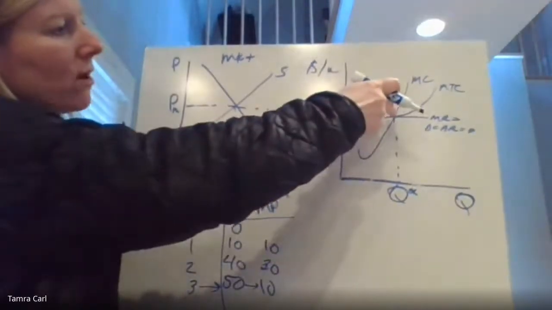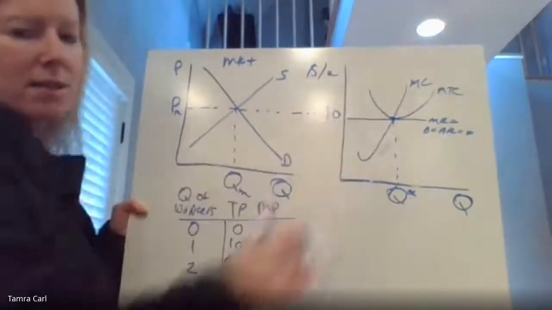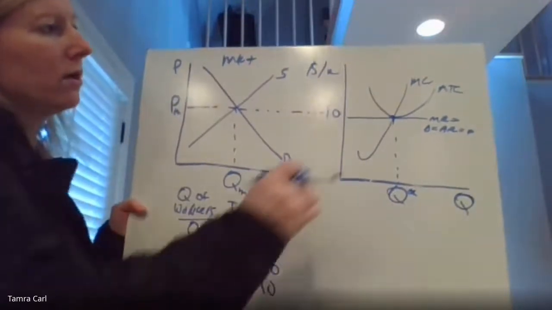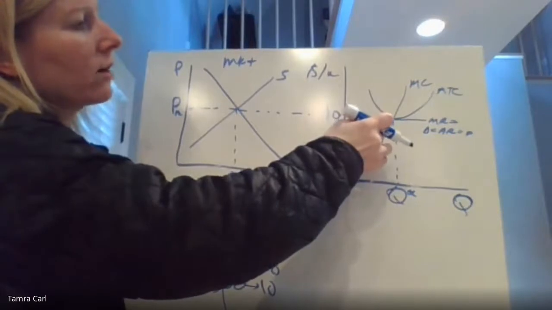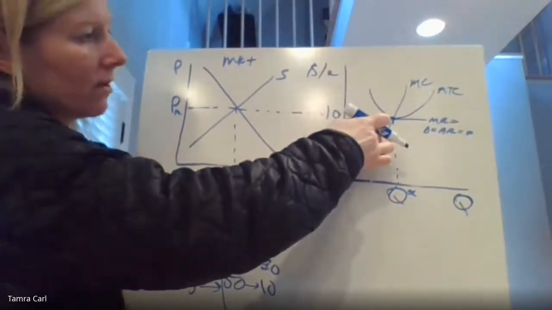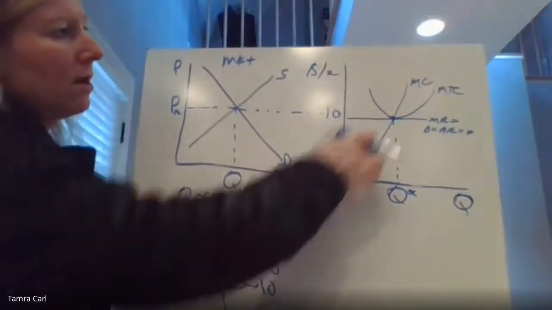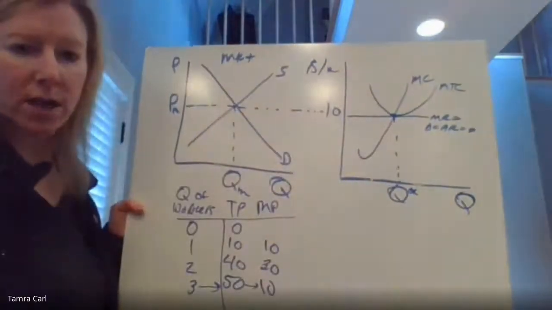So prior, at quantities prior to Q star, the ATC is higher than the marginal cost. And so therefore, the additional costs are bringing down the ATC curve, right? And that's why the ATC is coming down. But then after Q star, the additional costs are greater than the average cost.